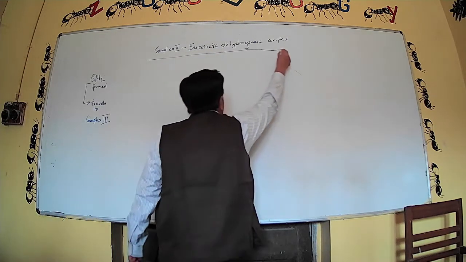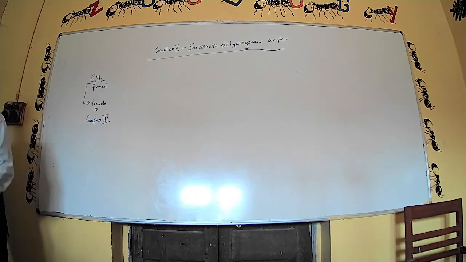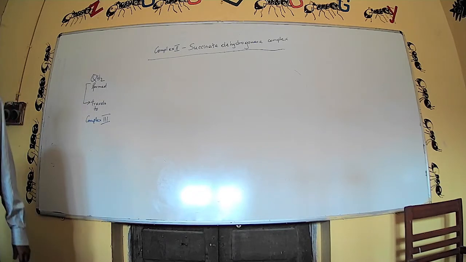So this succinate dehydrogenase is also the enzyme in the Krebs cycle. Succinate to fumarate.